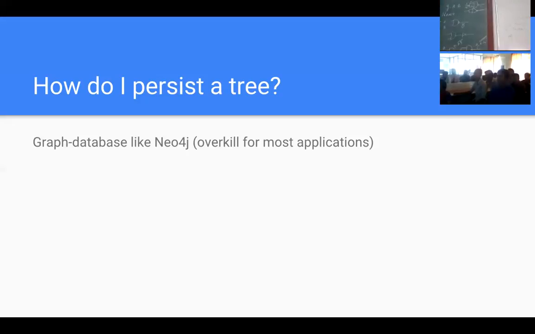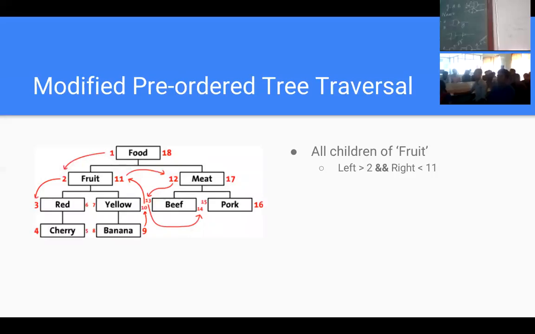Neo4j is, perhaps, beta software, but it is still one of the more popular commercial databases that you see out in the world for graphing. Yes, for most simple applications, you would tend to not want to introduce another databasing technology into your stack. So how do you persist trees? How do you persist graphs in a SQL-like database?